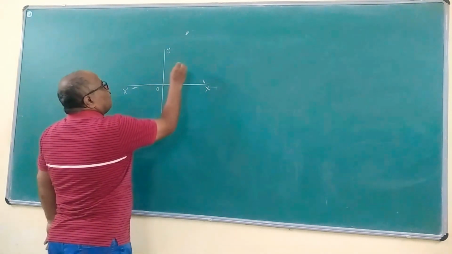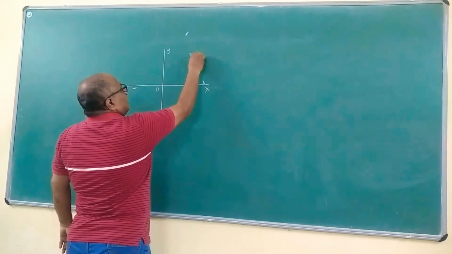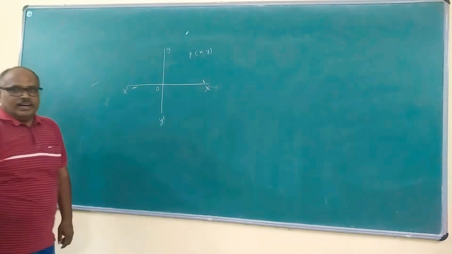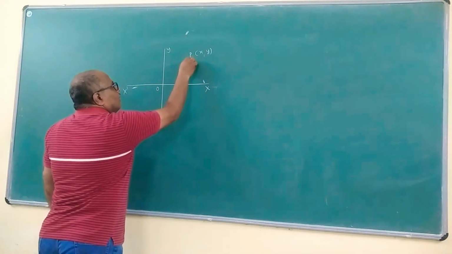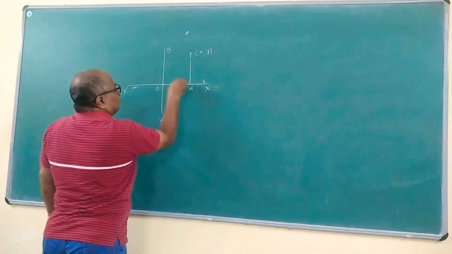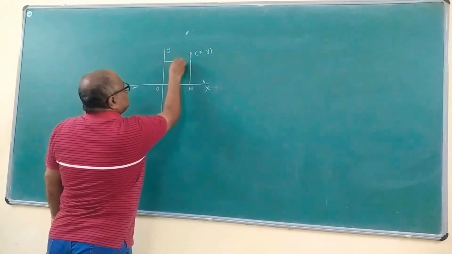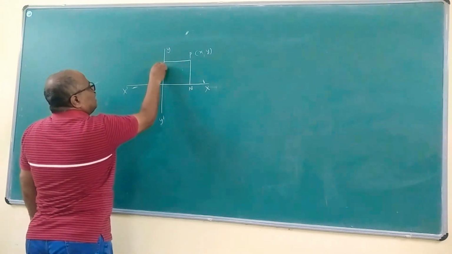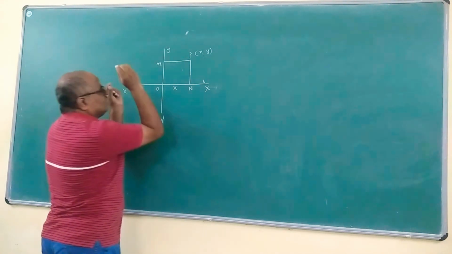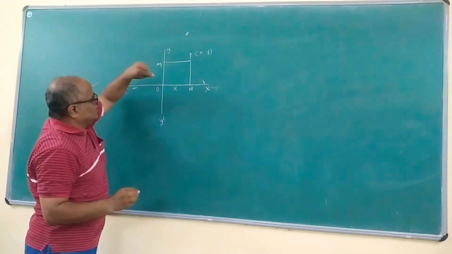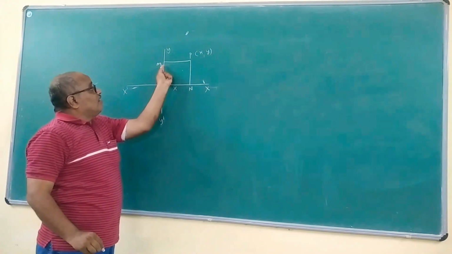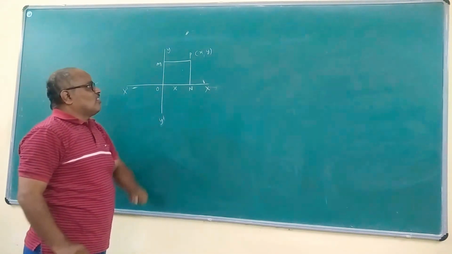Look here, P is any one of the points. Say x comma y is its coordinate. From P, draw PN perpendicular to the x-axis, and PM perpendicular to the y-axis. OM should be equal to NP, and OM should be equal to MP. MP is drawn from the y-axis.